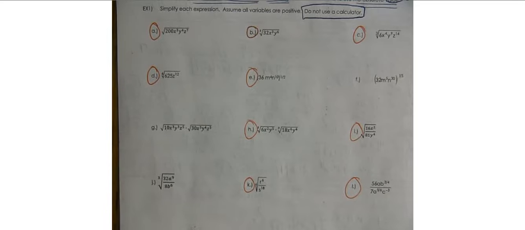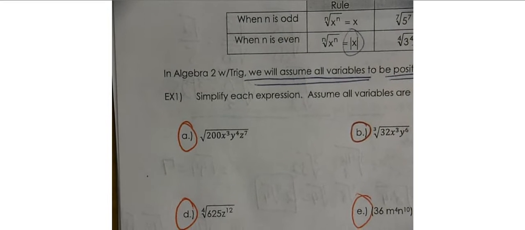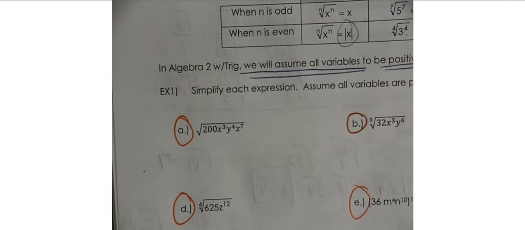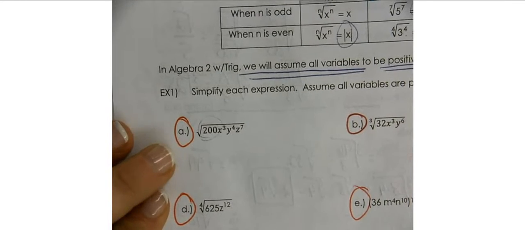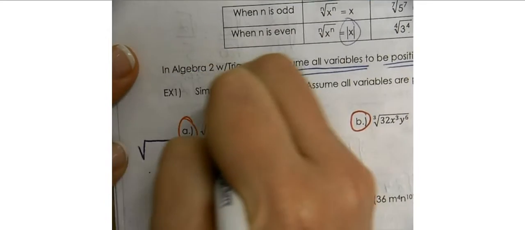Otherwise, here we go. So the first thing that we have for letter A is the square root of 200 x cubed y to the 4th z to the 7th. There exists a shortcut, and I'm going to show you that shortcut after I've shown you the long way. So what this means is whenever you think of the number 200, hopefully you think of 2 times 100. So I'm going to break that down into 2 times 100.